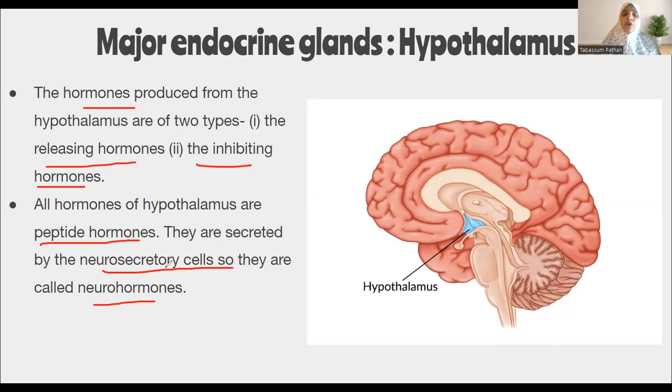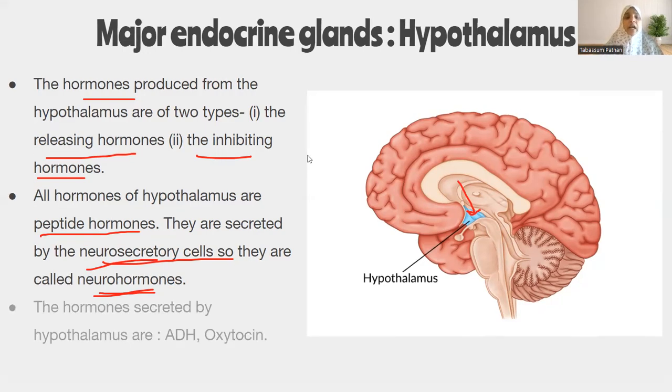What are neurohormones or neurosecretory cells? It means they are under the influence of the brain. Obviously, all the glands are under the influence of the brain. The brain will signal which hormone to secrete, when to secrete, and all that. But the hypothalamus is a part of the brain itself. So it has these special cells known as neurosecretory cells, and hence its hormones are known as neurohormones.